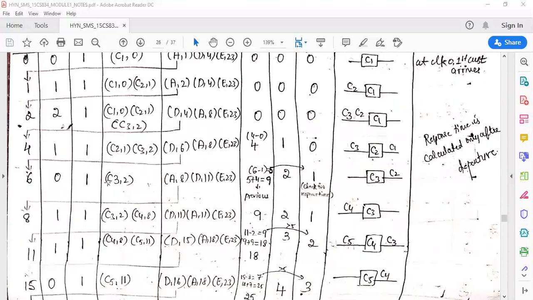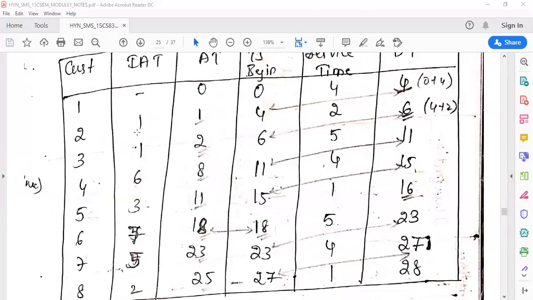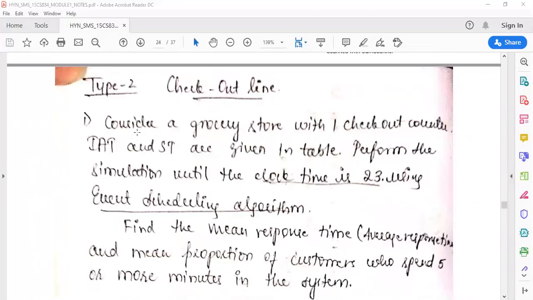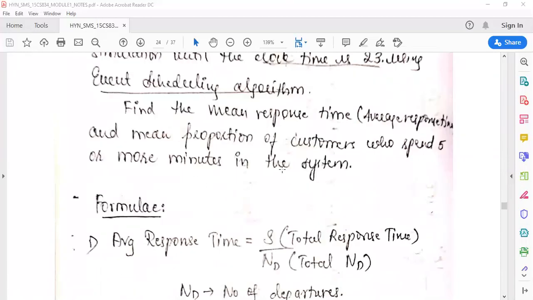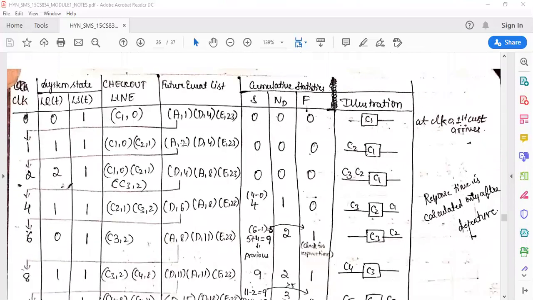So I have to write A comma 1, D comma 4, right? And in the question, they have told that you have to run the simulation till the clock time is 23, right? So that is why I write here A comma 1, D comma 4, E comma 23, right? Initially the response time will be 0, ND will be 0, F is 0, right? So everything will be 0 initially.